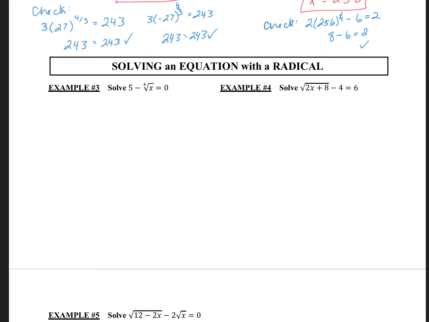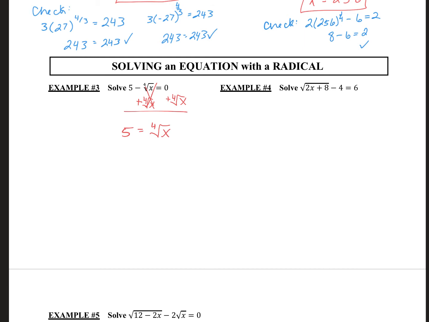Here we have solving an equation with a radical. For this problem, I'm going to add the 4th root of x to both sides, because that makes it so we don't have to deal with that negative later. I'm left with 5 equals the 4th root of x. Taking the 4th root of x is the same as raising it to the 1/4 power.